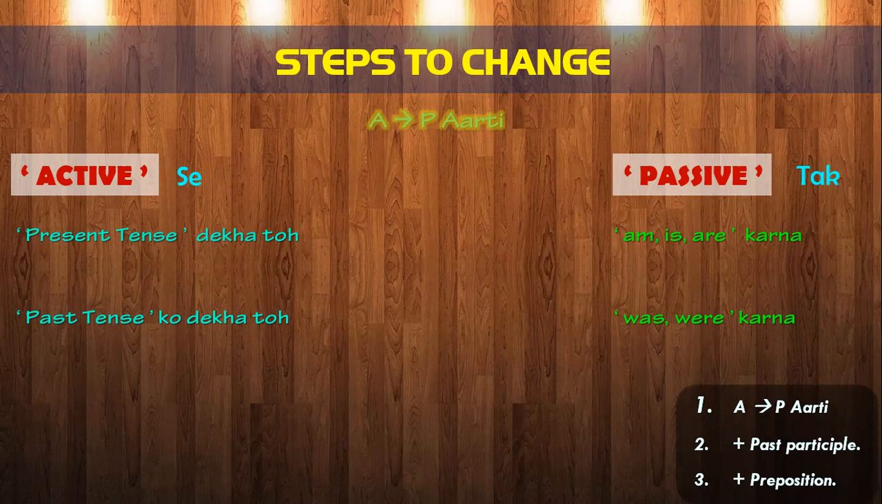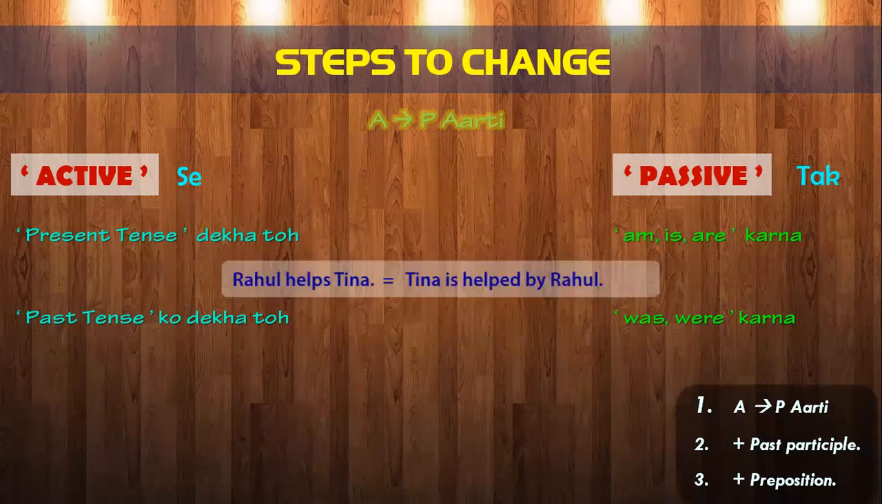Wow, what an easy way to understand active and passive voice. So whenever we have present tense, we are going to use am, is, are in the passive voice. And when we have past tense, we are going to use was and were. Isn't that interesting? Yes. So here we go with our first example.